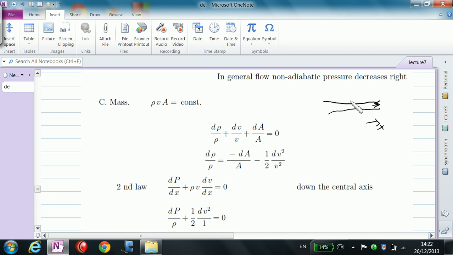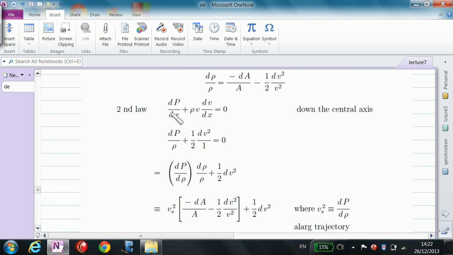And then the equation of conservation of mass is just rho V A equals a constant. Now that can be rewritten as follows. Namely, if this is a constant, then the log is a constant, which means d log of the left-hand side equals 0. And that's this. And that means we can eliminate d rho over rho if and when we need to.